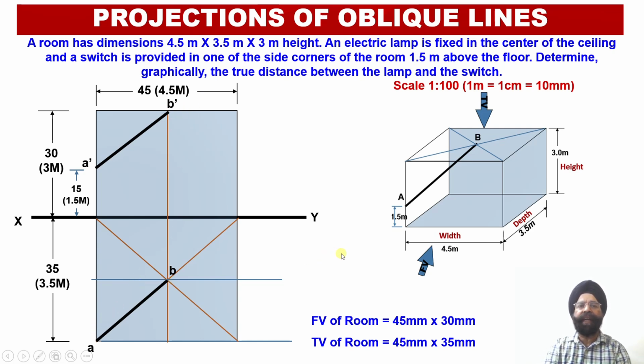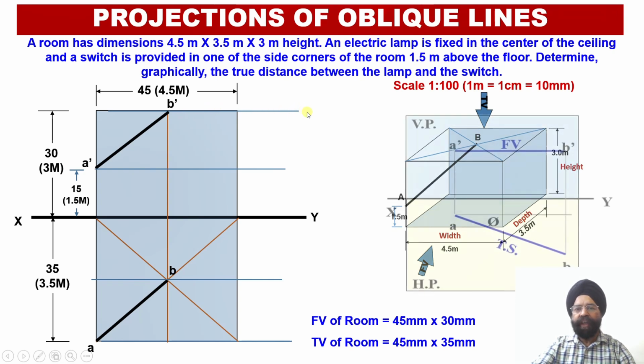Now using the fundamentals of the rotation of the line method, we are going to evaluate the true length and true inclinations of this electric wire or the line AB which is going to join the switch with the electric lamp over here. Now in order to obtain the true length of this line, we have drawn the locus lines through these 4 points. One locus line has been drawn through A, another locus line has been drawn through B, a third horizontal locus line has been drawn through A dash, and another horizontal locus line has been drawn through B dash.